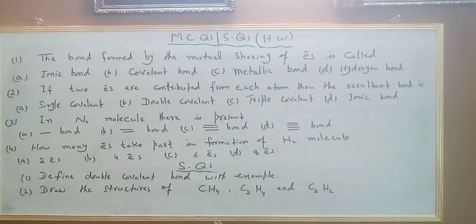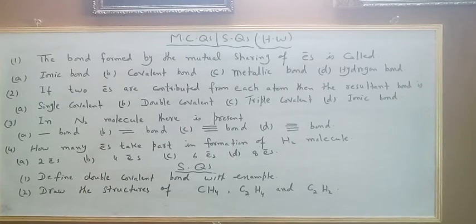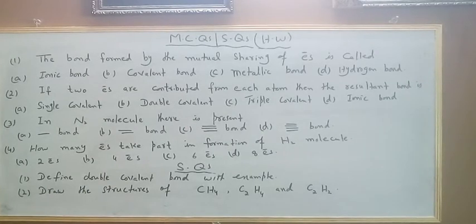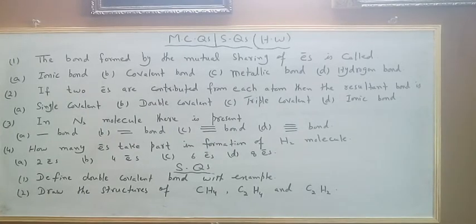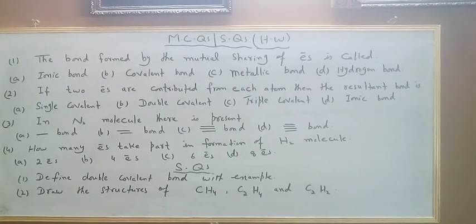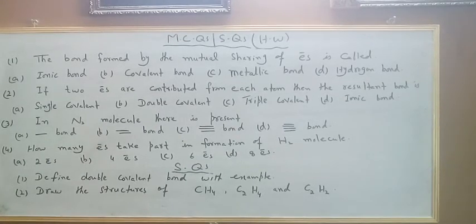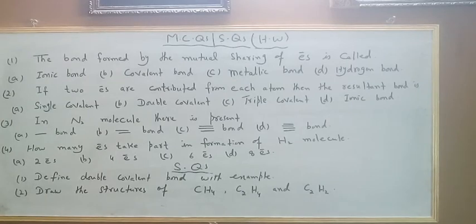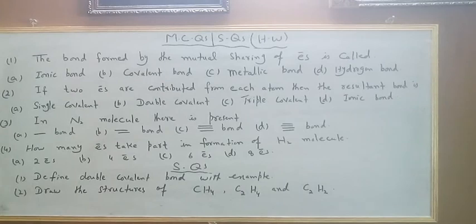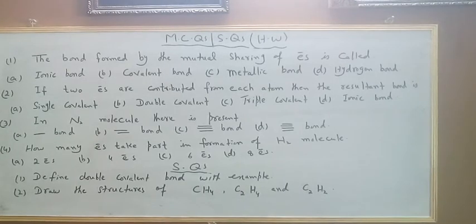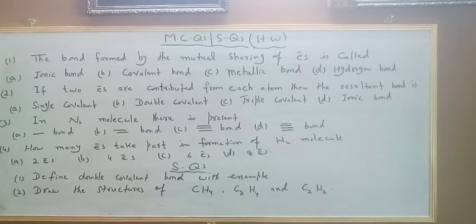Then we have short questions. Number 1: define double covalent bond with example. In this question you have to draw the structure as well. You can consult your book. Number 2: draw the structure of CH4 methane, C2H4, you may see in your book, and C2H2. All the related electronic structures must be mentioned here.